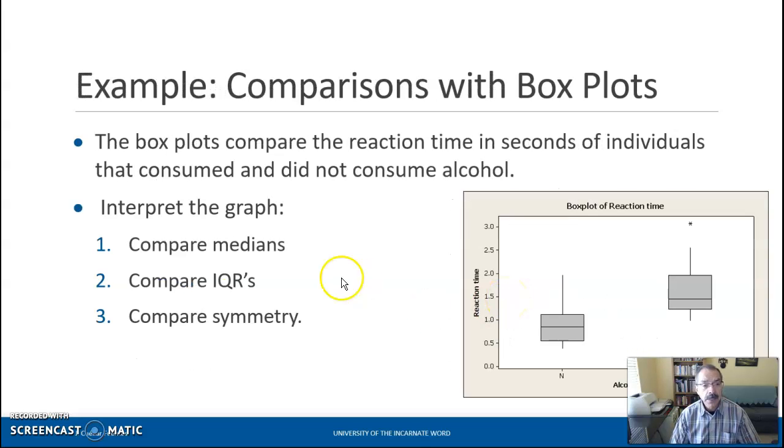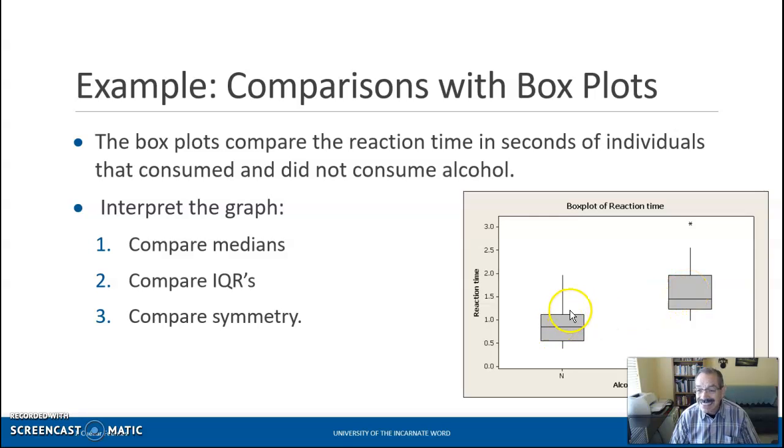Here's another example. Now, in this case, these two box plots compare the reaction time in seconds of individuals that did not drink alcohol and individuals that drank alcohol. And let's follow the procedure. So let's compare the medians first. Well, then you can see that the median reaction time of those that consume alcohol is longer than those that did not consume alcohol. So for these people that didn't consume alcohol, the reaction time is about a second shorter than those that consume alcohol.